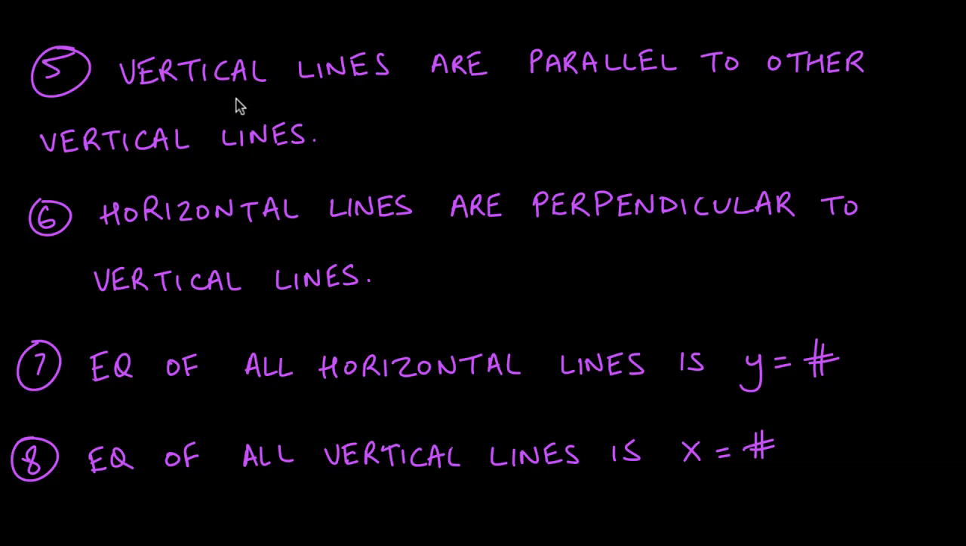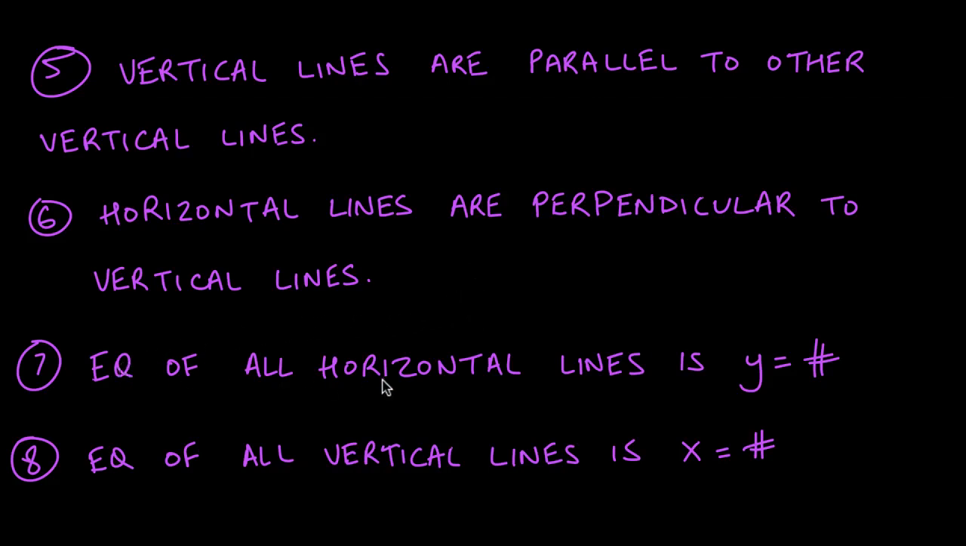This should also make sense that if you have two vertical lines, well, they're also parallel to each other. So if you have a vertical line right here and you have another vertical line right here, well, the slope of both of these lines is undefined. And if the slopes are the same, they must be parallel to each other. Now, this one is a little more nuanced. If you have a horizontal line, they're always going to be perpendicular to vertical lines. So think about the xy plane. The x-axis is a horizontal line, and the y-axis is a vertical line, and they're perpendicular to each other.